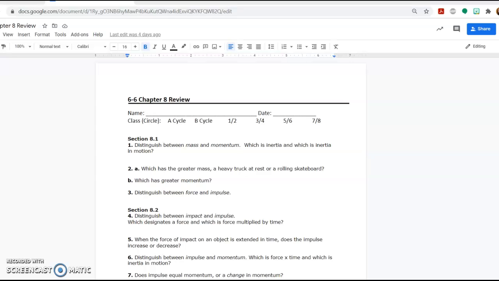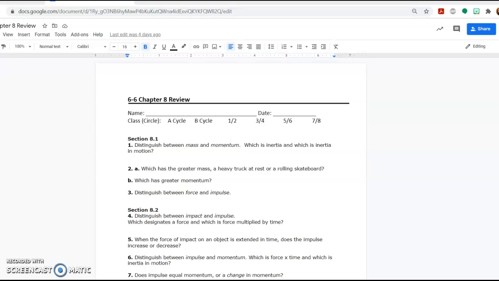So number one, distinguish between mass and momentum. Which is inertia and which is inertia in motion? So we know that mass is inertia. If you have more mass, you have more inertia. If you have less mass, you have less inertia. And momentum is inertia in motion, or mass in motion.